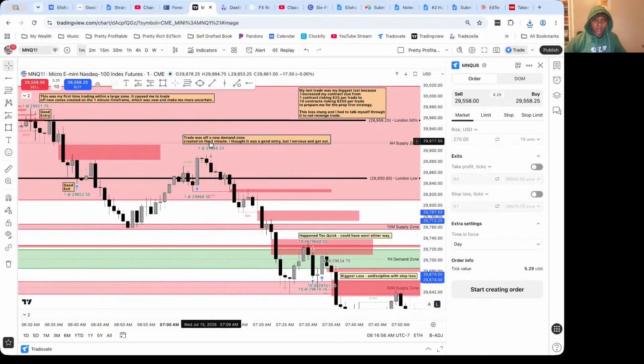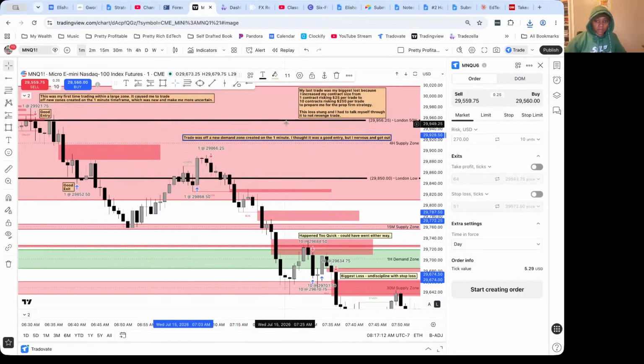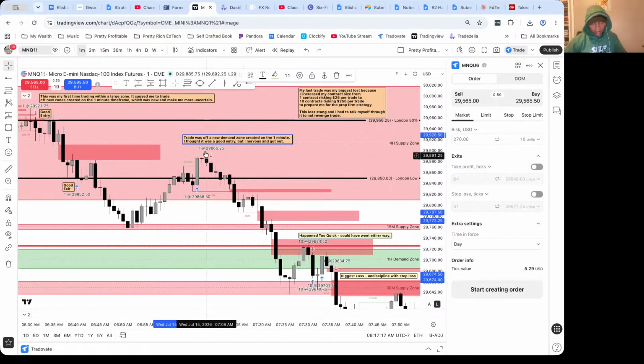On this trade, it was off a new demand zone, and then creating the 1 minute. I thought it was a good entry, but I got nervous and got out, which went to this. This happened too quick. It could have gone either way. So I just think that was more luck. It could have gone up fast, down fast with a tight stop loss.